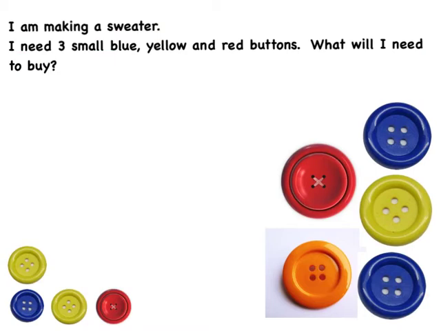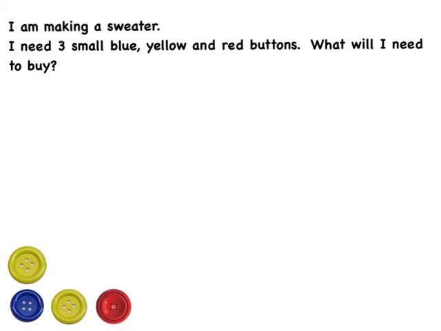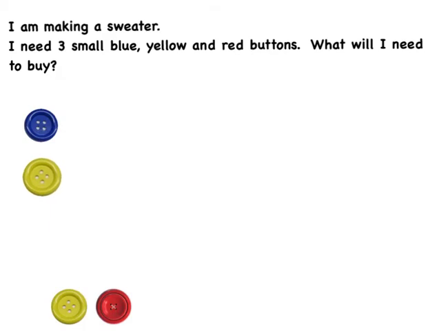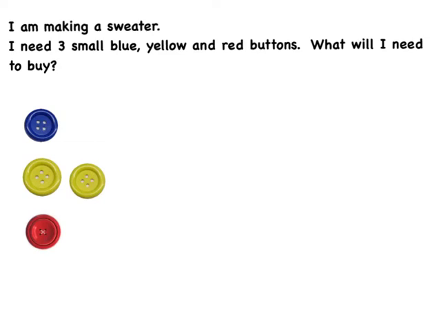Because I am working with only small buttons, I'm going to take these large buttons and put them back. And now I'm going to sort again, but this time by color. So I'm going to take all the blue and then the yellow, and I'm going to organize them. This will help me solve my problem, which is how many buttons I will need to buy at the store. And to show my thinking and to solve this, I am going to draw on this picture, and I'm going to solve for how many buttons I will need.